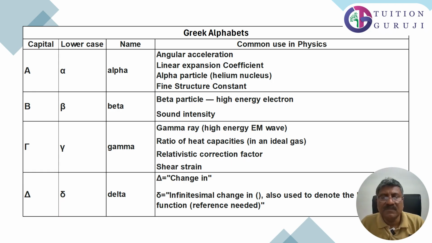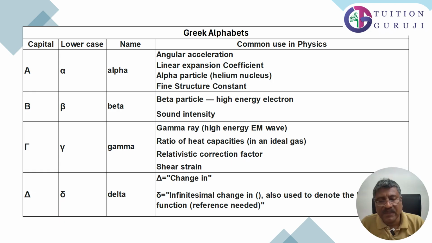Let us now see the Greek alphabets which are commonly used in physics. There are capital and lower cases given here. Alpha is the first letter and it is used for angular acceleration, linear expansion coefficient, alpha particle and fine structure constant. Beta is used for beta particle and sound intensity. Gamma is used for gamma ray, ratio of heat capacities, relative stick correction factor and shear strain.